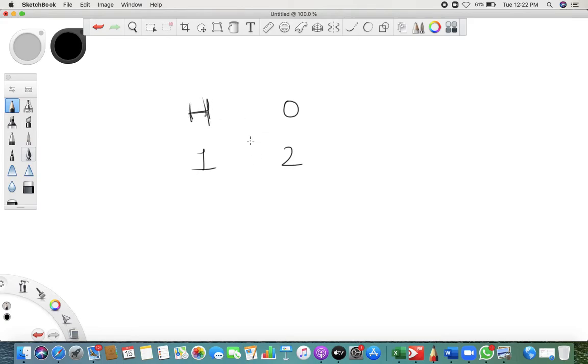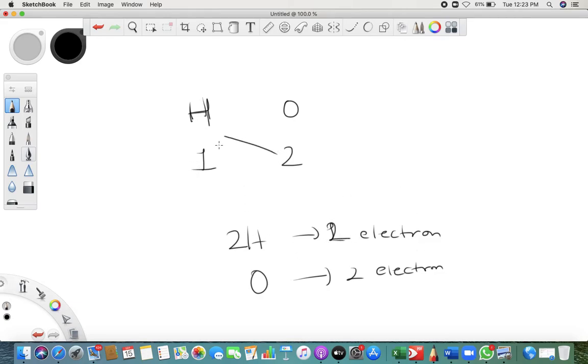So hydrogen will give 1 electron, but oxygen needs 2 electrons. There is no match, so we have to balance. We take 2 hydrogens, so it will be 2 electrons and 2 electrons. When you combine, you put a cross at the bottom and we get H2O. That is the reason we write H2O. Got it?